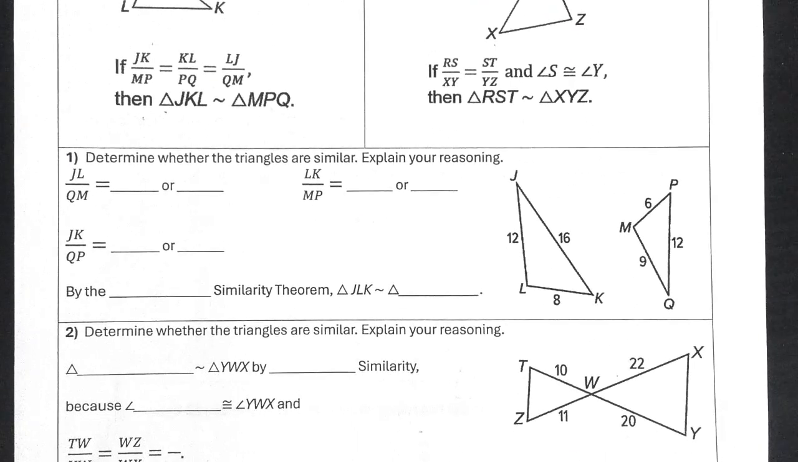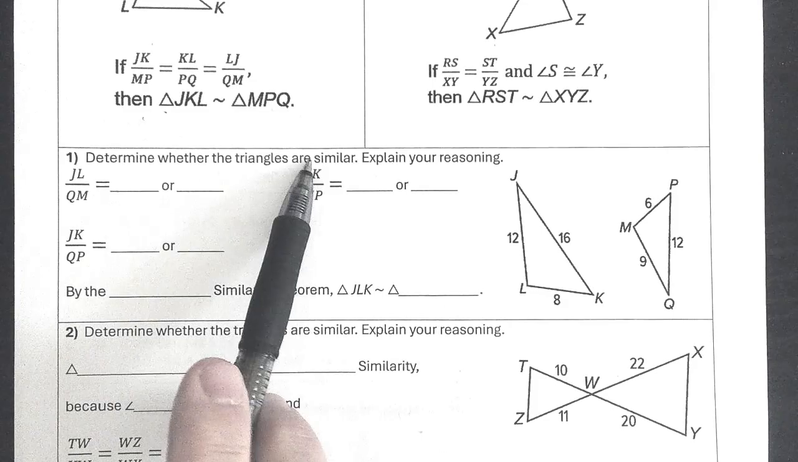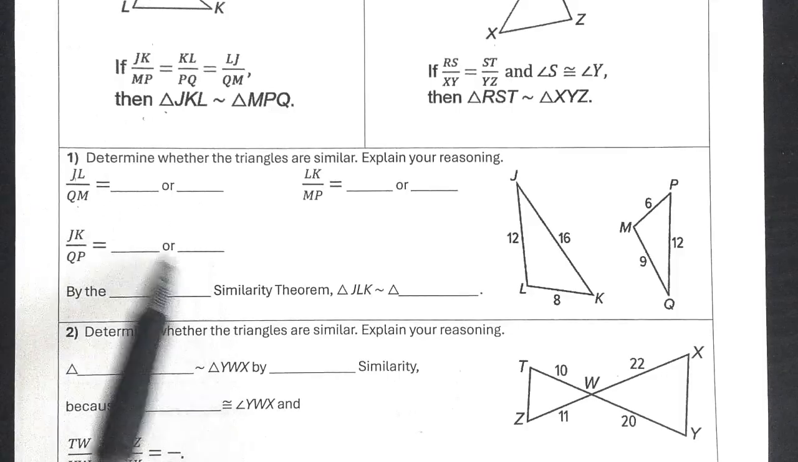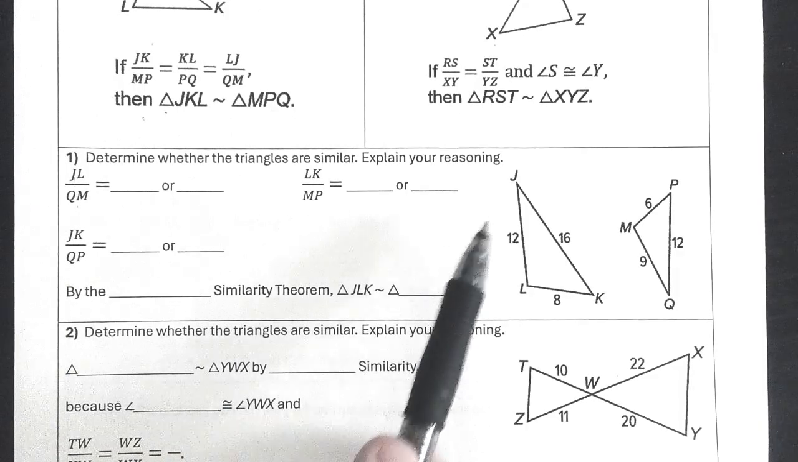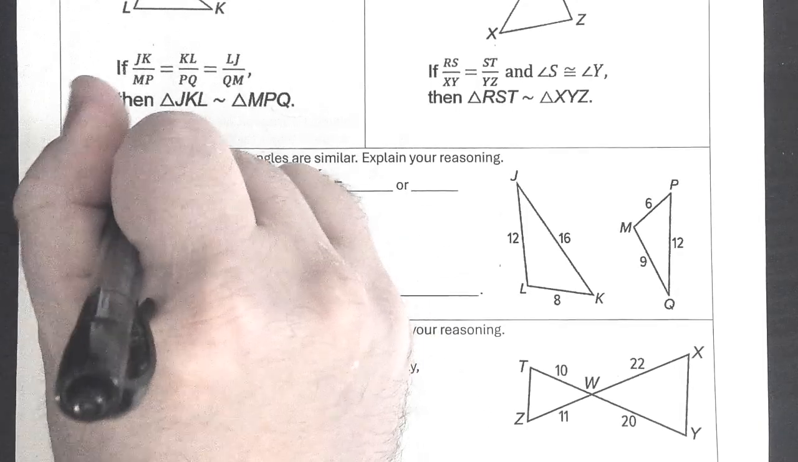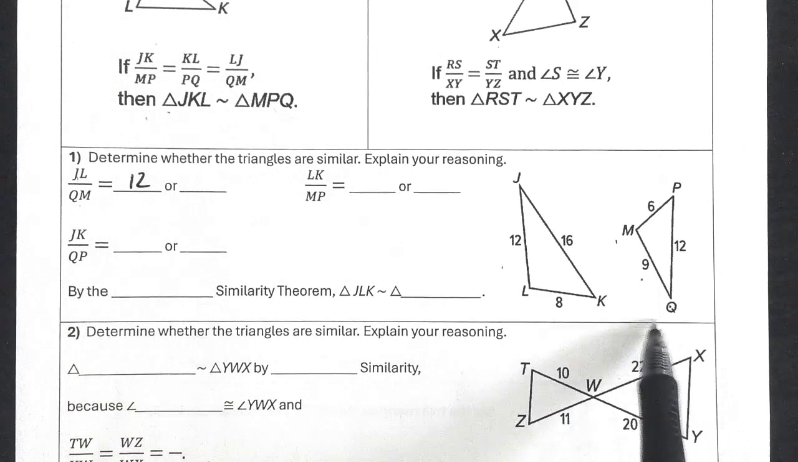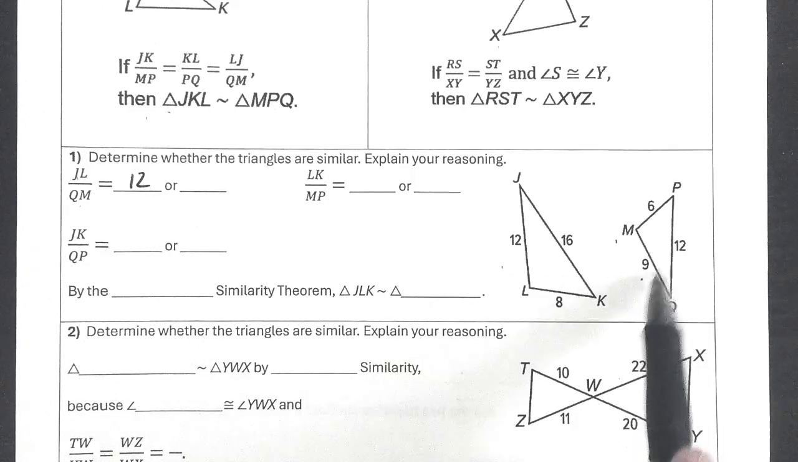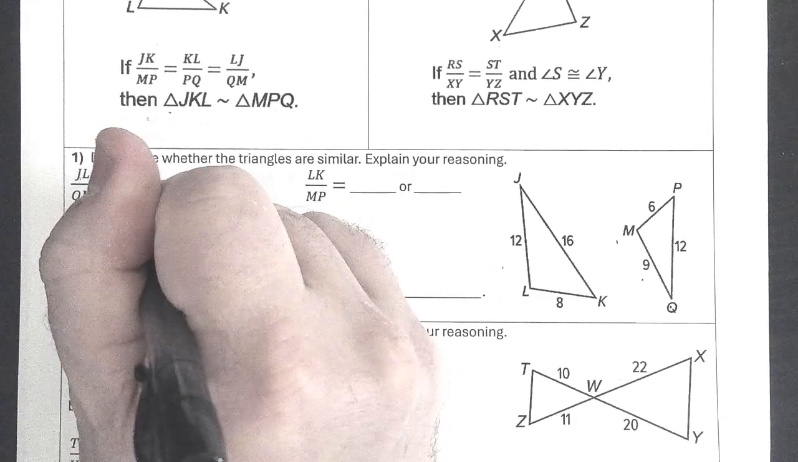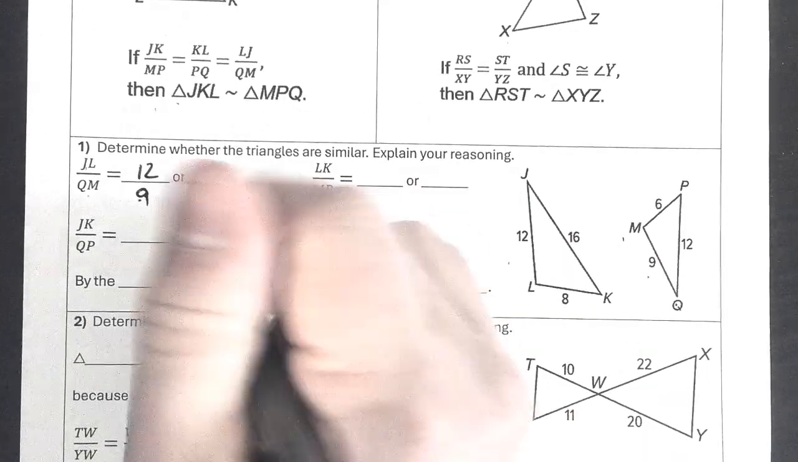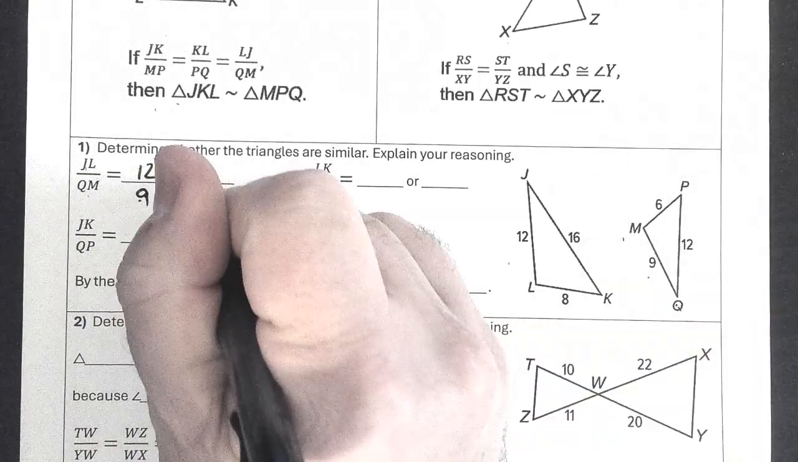All right, let's look down here to start with an example question. Determine whether the triangles are similar. Explain your reasoning. All right, so we got JL and QM. So they're kind of walking us through this first one. So JL is 12, and QM is 9. And just because I read that way doesn't mean we turn that 9 to a 6. So it'll be 12 over 9. Which reduces down. So 3 goes into 9 3 times. 3 goes into 12 4 times.